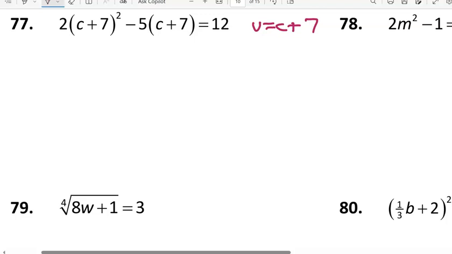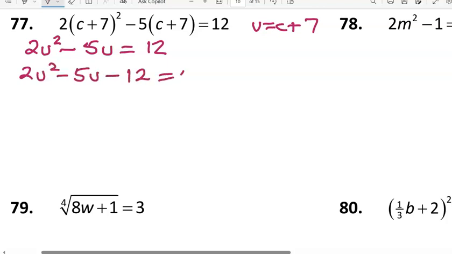In number 77, we have a complex equation in which c plus 7 occurs twice. Whenever you see something like that, I want you to be thinking about u substitution. So let's let u equal c plus 7. In that case, 2 times c plus 7 squared becomes 2u squared. 5 times c plus 7 becomes 5u, and that equals 12. And now we have a quadratic equation.